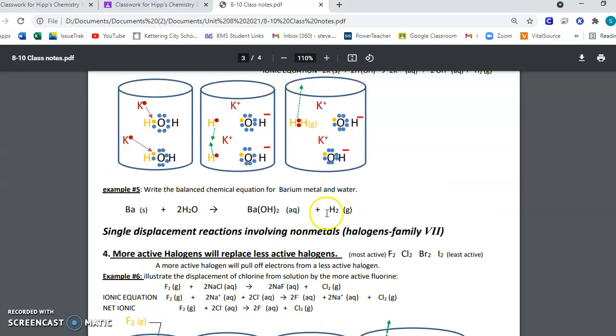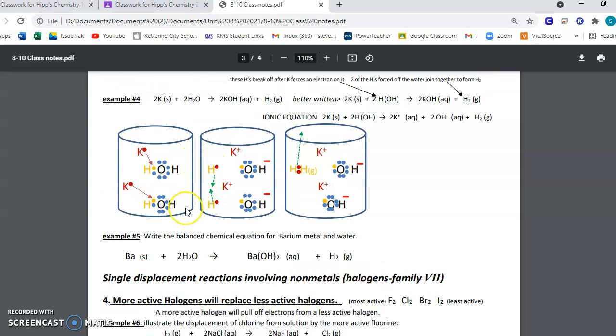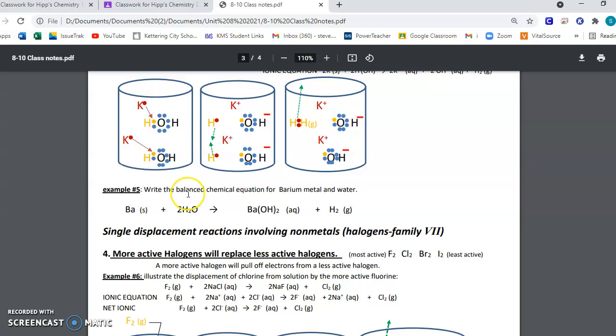There's our H2. Let's take a look at our balancing. We have 2 H's coming off as H2. We have 2 H's that have stayed with the hydroxide ion. That's 4 total H's, so we would need a 2 in front of the H2O to balance it. That gives us our 4 H's. It also gives us the 2 O's that we have on the hydroxide ion. So that is example 5, barium replacing H. The H's break off, leaving behind OH that stays with the barium. Those OHs would be floating around in solution. We had to write a balanced reaction here. We didn't have to draw it. So we've taken care of example number 5.